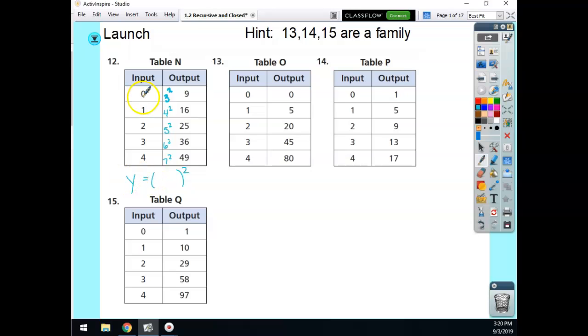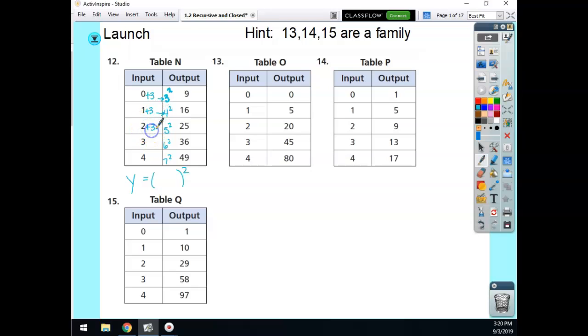So if I look at the difference between the input and what I'm squaring each time, so here I have 0, but I'm going to square 3. Here I have 1, but I'm going to square 4. Here I have 2, but I need to square 5. Here I have 3, but I'm going to square 6. Here I have 4, but I'm going to square 7. So for each one of these, if I add 3, that gives me what needs to be squared.